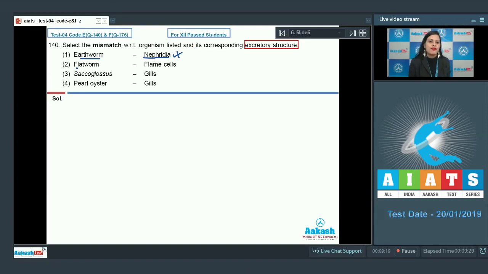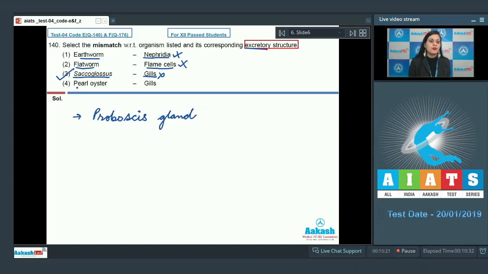The next option given is flatworm, and the match given is flame cells. And as it is also a correct match, this cannot be a correct answer to our question, because flame cells are responsible for excretion in flatworm or platyhelminths. The next option given is Saccoglossus, and the match given is gills. And as it is an incorrect match, this is a correct answer to our question, because Saccoglossus, commonly known as tongue worm, belongs to the phylum Hemichordata. And gills are meant for respiration in hemichordates and not for excretion. Excretory structures in hemichordates are proboscis glands. So this is a correct answer to our question.